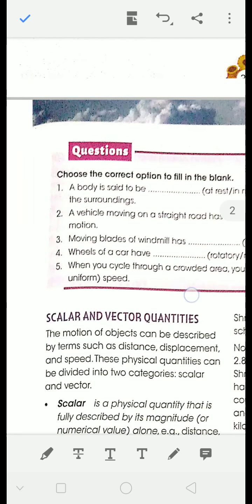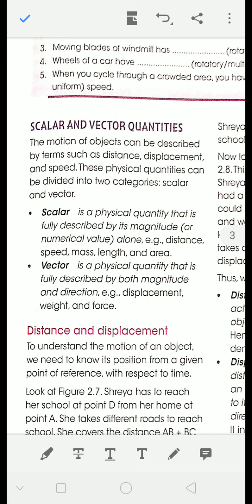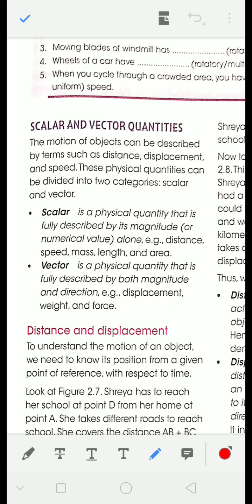Now, scalar and vector quantities. See, all the physical quantities that we know. Now, what are physical quantities? This we have seen in chapter 1. All the physical quantities can be divided into two categories. Okay, so these are scalar and vector.